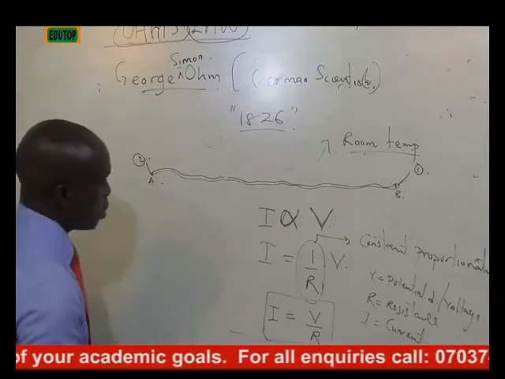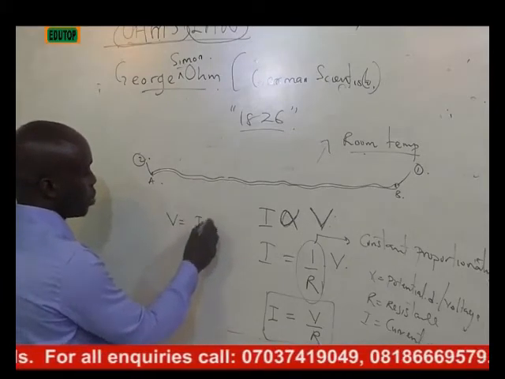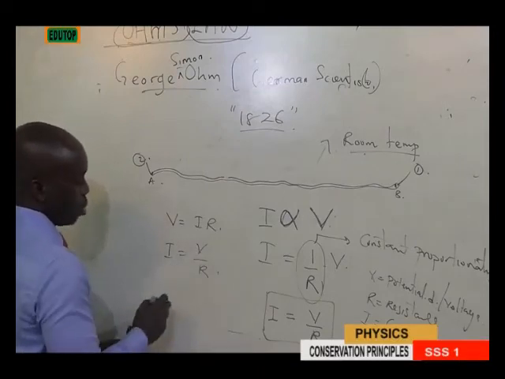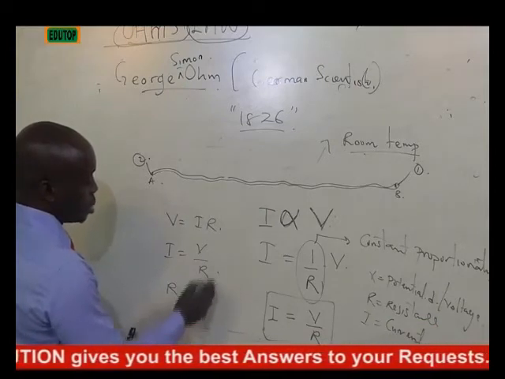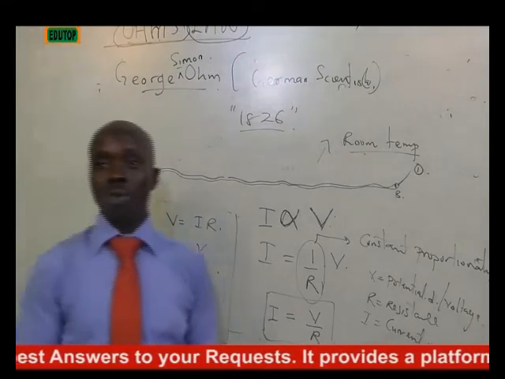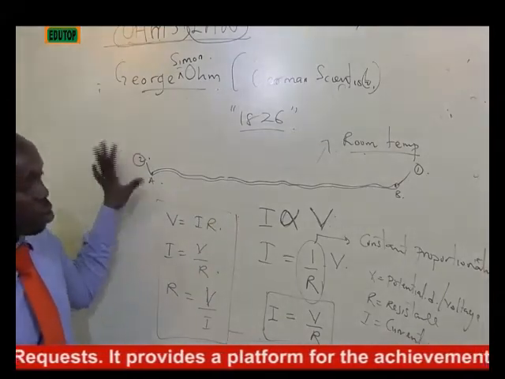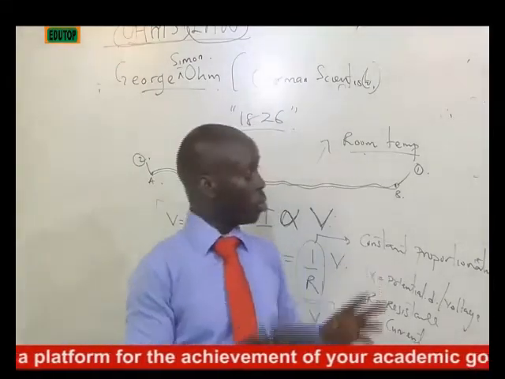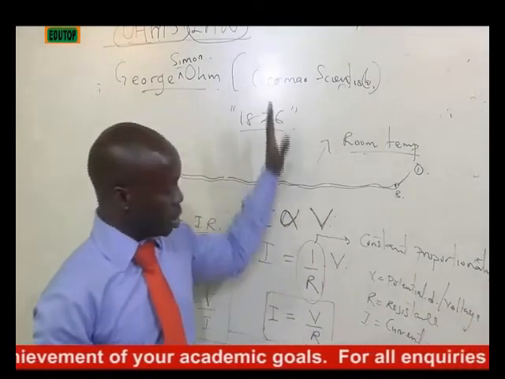So from here you are now able to obtain three formulas. You can have your V to give you IR. You can have your I to give you V over R. And you can have your R to give you V over I. These are the three definitions that are obtainable in terms of Ohm's law. So those are the real analysis of Ohm's law. Wherever you are told to break down Ohm's law, to use your diagram to actually explain what is meant by Ohm's law, these are what is expected.